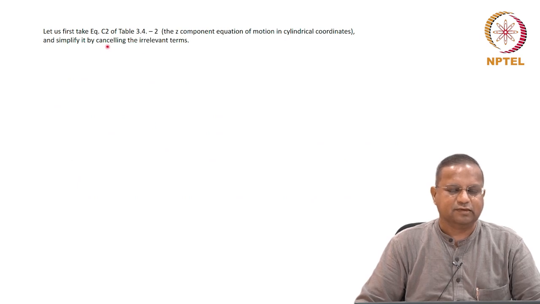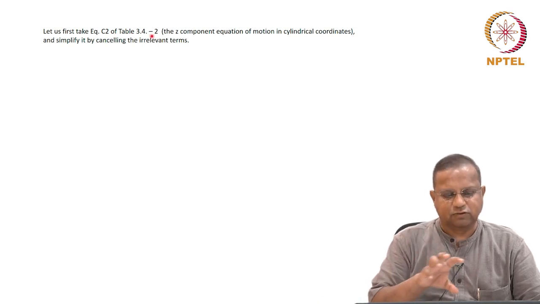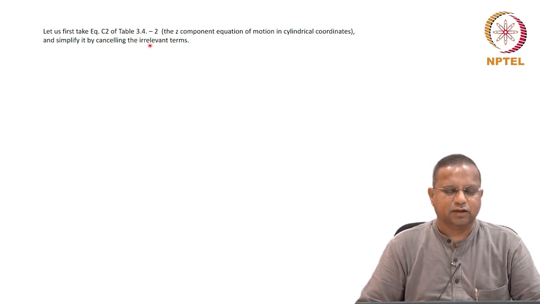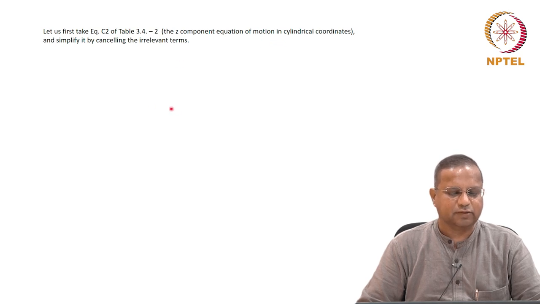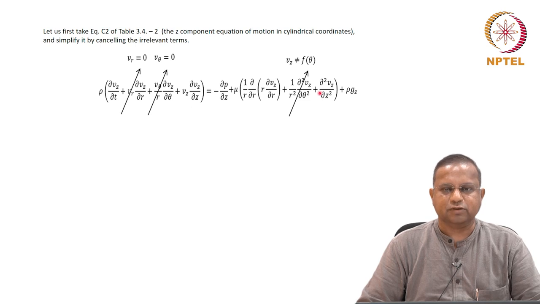So if this is the case, then we can take equation C2. It's still laminar flow, so we can take C2. It's still flow in layers, so we can take C2. And C2 gives you the Z component of the equation in cylindrical coordinates, and that is this equation.